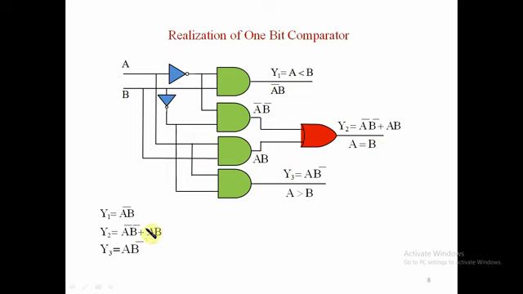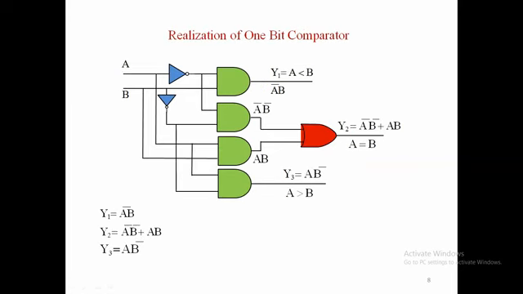In the third equation, a b bar, a is already here and b is inverted, so a b bar means a greater than b. That gives y1, y2 and y3. This is all about the one-bit comparator.